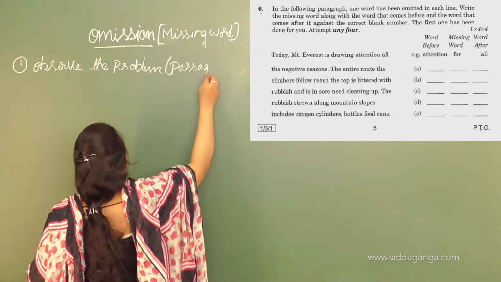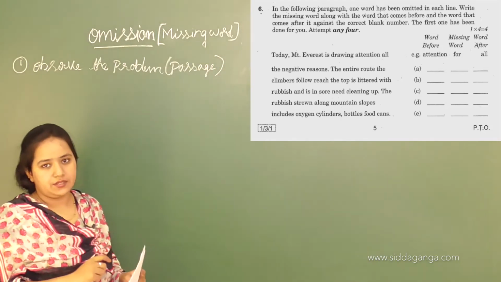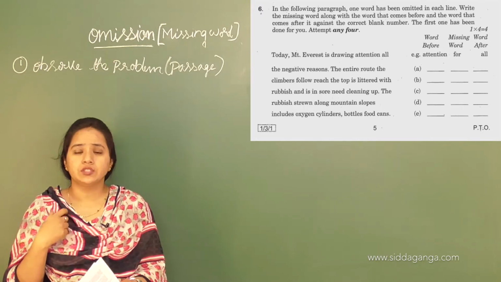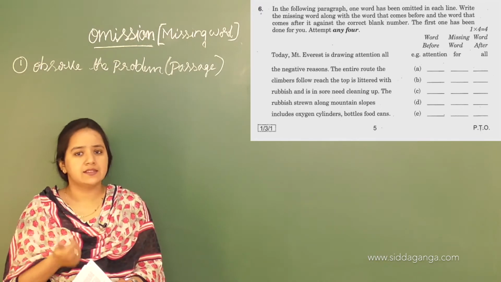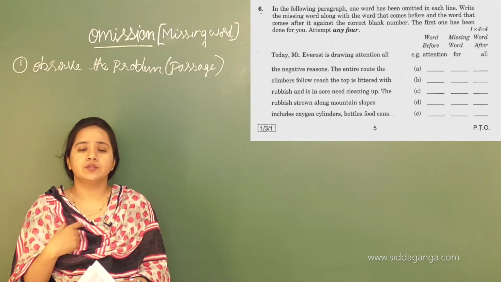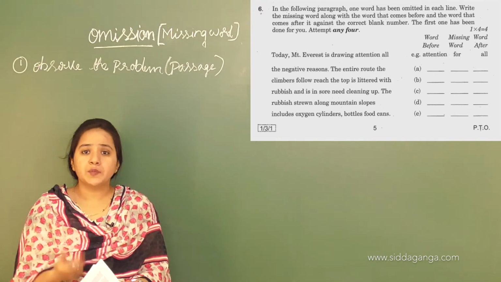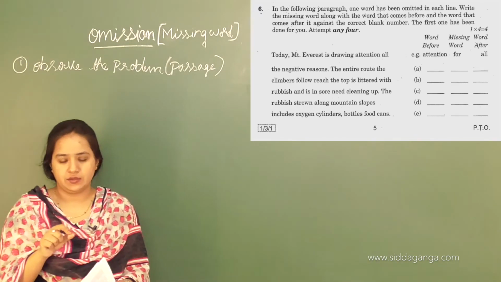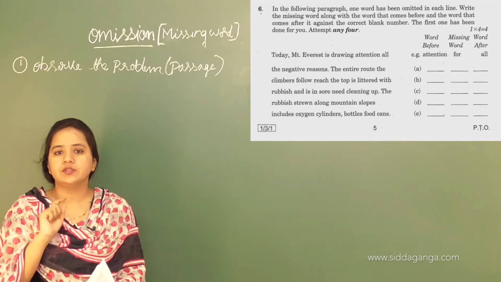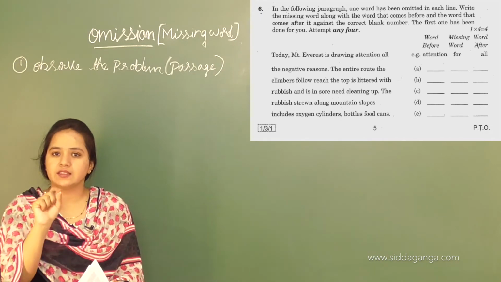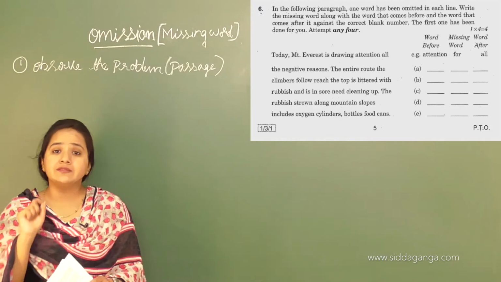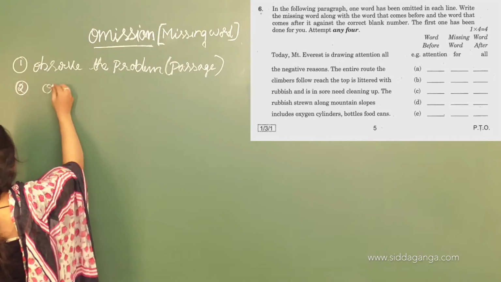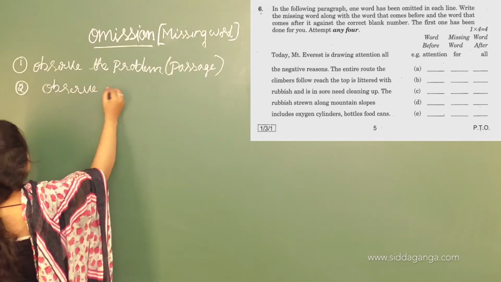How do you observe? By reading it. You should read it. I am telling you, if you do not read properly, you will not get the problem here. So it's better to read it repeatedly. This is your first duty, to find the problem in this passage. Then observe the tense. The next thing you will do is observe the tense.